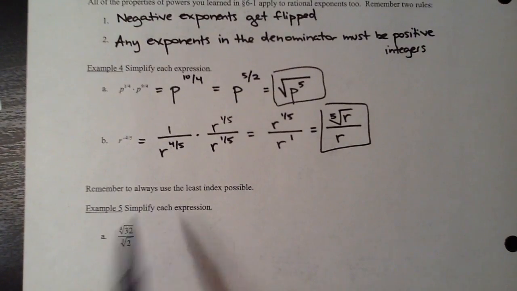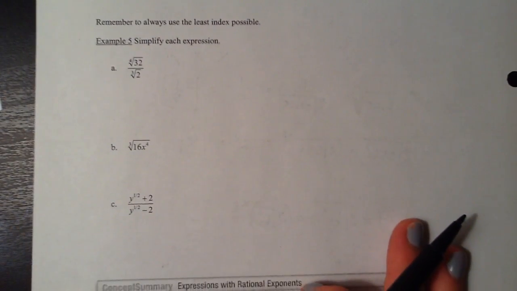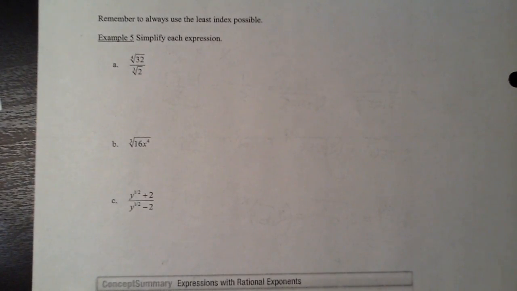Okay, one thing, remember to always use the least index possible. That's one of the things that we wrote in this chapter that we've seen. In order to be in simplified form, the index has to be as low as possible. So let's look at a couple more of these. We've got just 3 more examples and then a chart that kind of summarizes everything up.